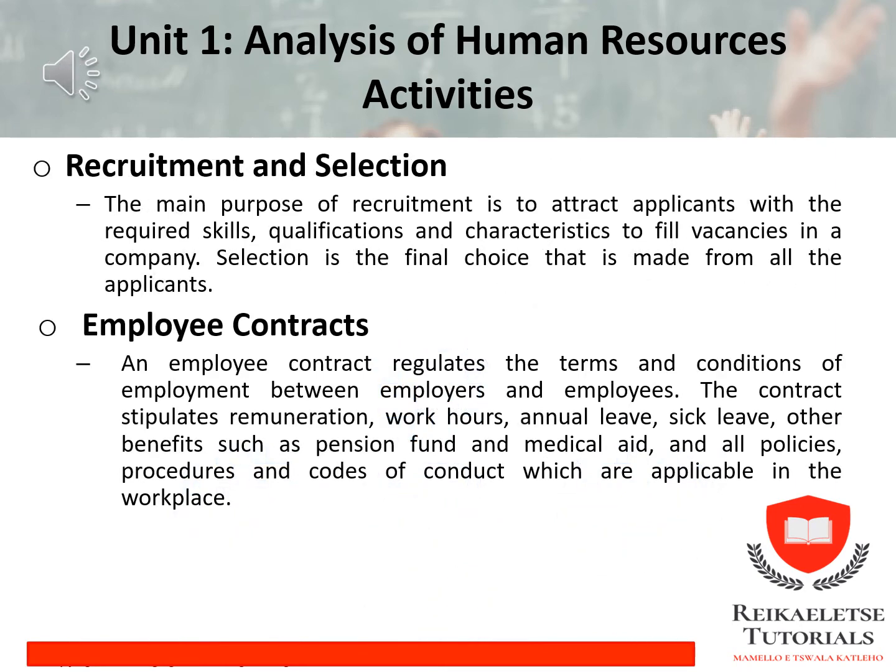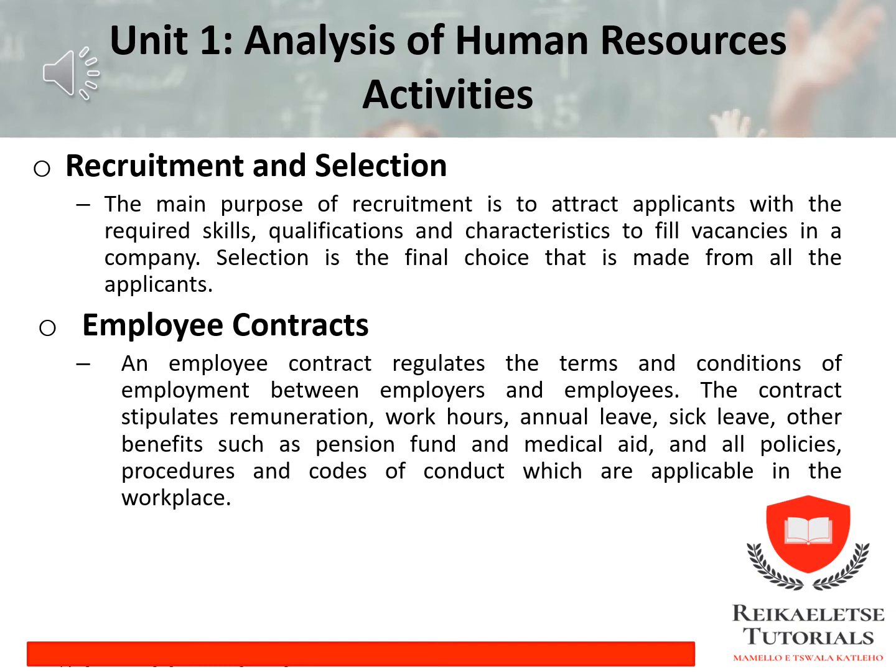Now, let's look at recruitment and selection. The main purpose of recruitment is to attract applicants with the required skills, qualifications, and characteristics to fill vacancies in a company. Selection is the final choice that is made from all the applicants. So after all the applications have been submitted and you have reviewed them, you now need to select an applicant. That's the final choice made from all of the applicants that applied.